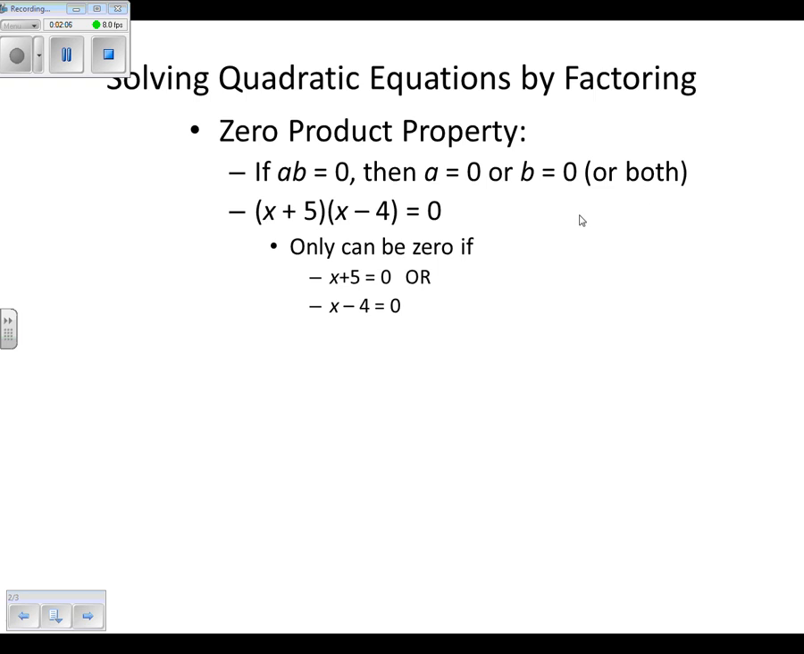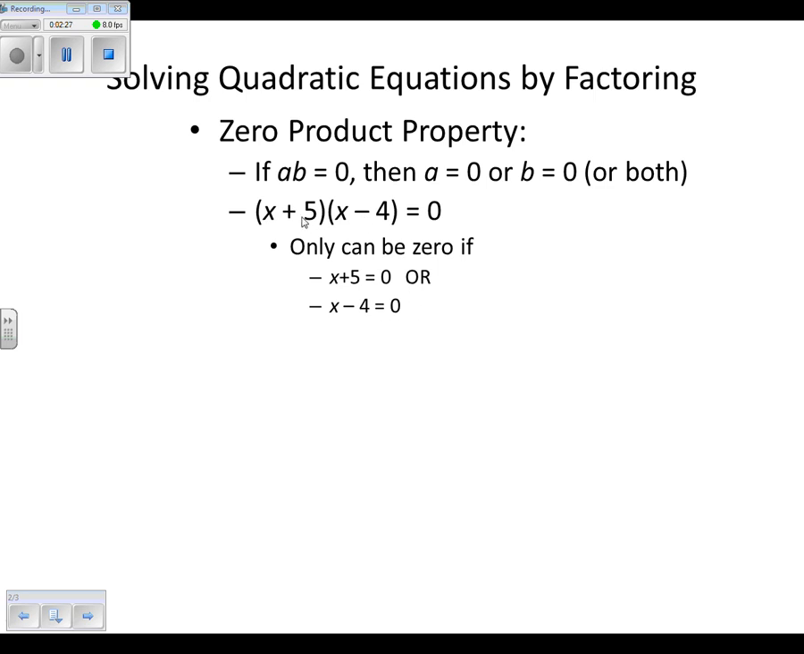Let's take a look at a concrete example. Let's say we're multiplying x plus 5 times x minus 4, and we want the result to be 0. Well, the only way we can get 0 is if one of these two factors ends up being 0. That is, x plus 5 could equal 0, or x minus 4 could equal 0.